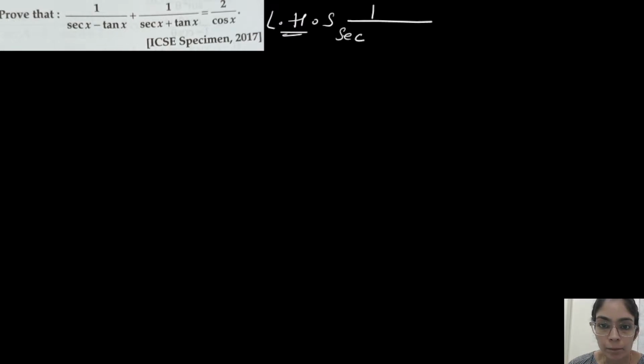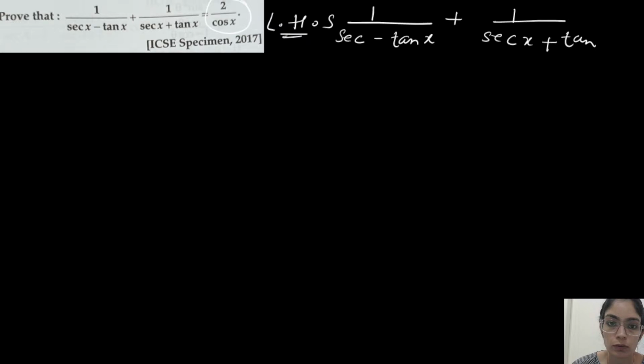It is secant theta minus tan theta, it's x, plus 1 by secant x plus tan x. And what we have to prove? We have to prove this expression equals to 2 by cos x. So this is what we have to do. So let's start. See, first of all, the same thing like I have told you, if you see fraction. So here also fractions are there, two fractions are getting added. If two fractions are getting added, the very first thing that should come to your mind is taking LCM.